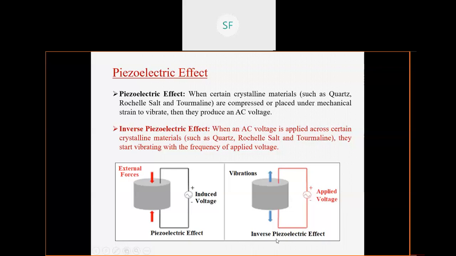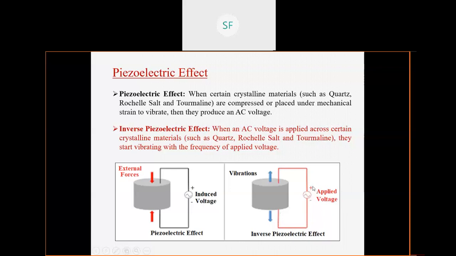Now, what will be the inverse piezoelectric effect? It will be totally inverse of this particular piezoelectric effect. Here, what was happening? In the piezoelectric effect, you provide external force and the result was induced voltage. Now, what is the inverse piezoelectric effect? When you apply an AC signal to the crystal. Earlier, the AC signal was generated, right? But what will happen in the inverse piezoelectric effect?